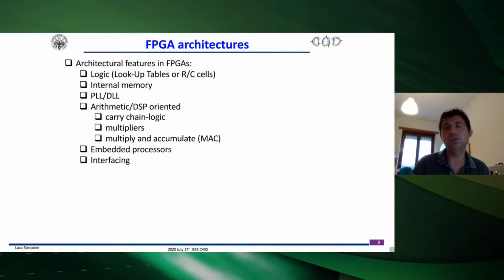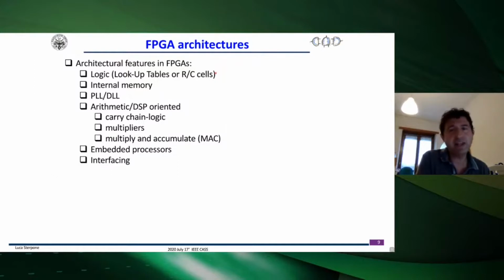I'm talking about lookup tables, memories, PLL, arithmetic units, and all the list you can see here. Very large list, of course, of resources. And the architecture of the FPGA means in which way we are going to locate these resources inside of the device. So what is the layout disposition of these resources? Because any type of this resource may change the characteristic and the functionality of the device.